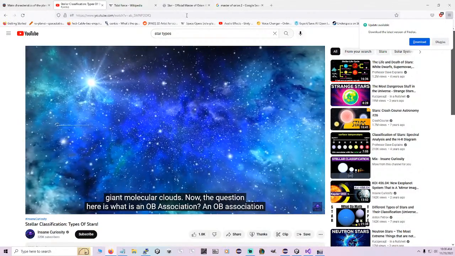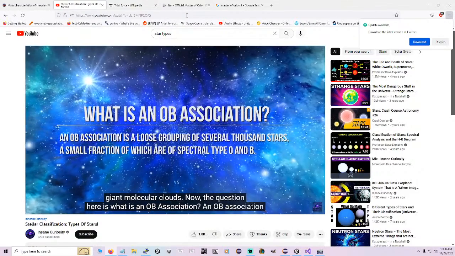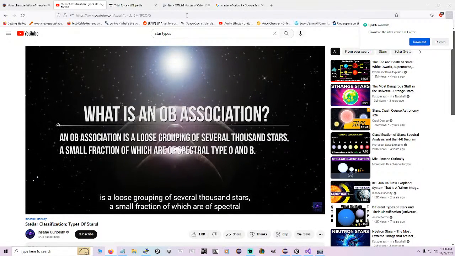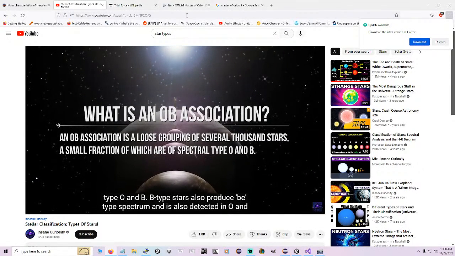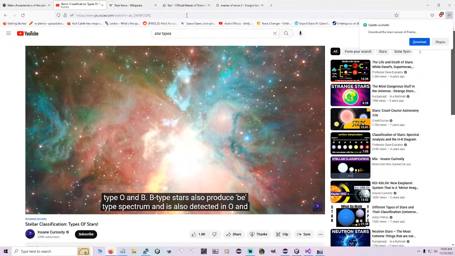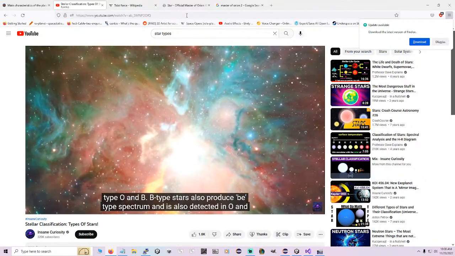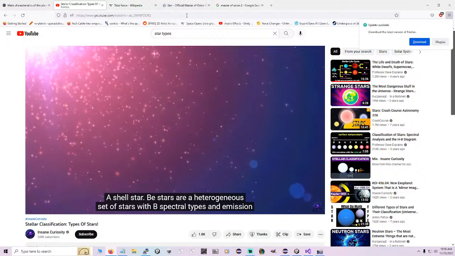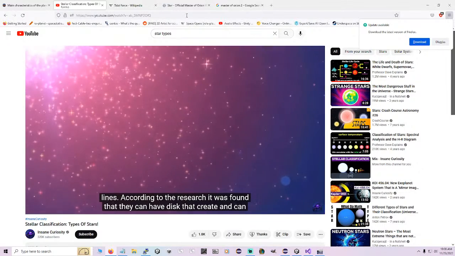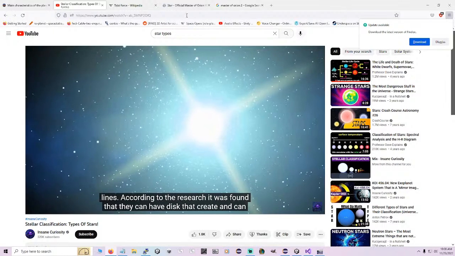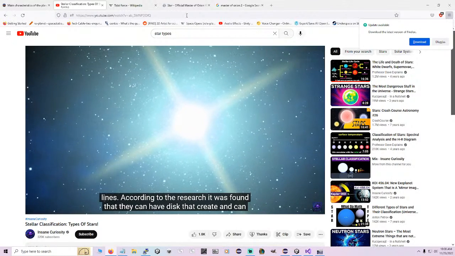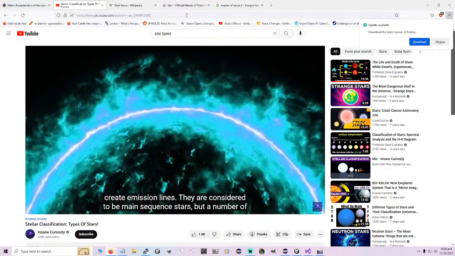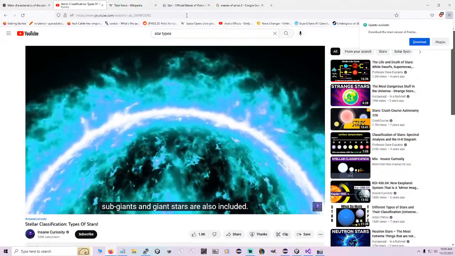Now the question here is, what is an OB association? An OB association is a loose grouping of several thousand stars, a small fraction of which are spectral type O and B. B-type stars also produce B-type spectrum and are also detected in O and A shell stars. B stars are a heterogeneous set of stars with B spectral types and emission lines. According to the research, it was found that they can have a disk that can create emission lines. They are considered to be main sequence stars, but a number of subgiants and giant stars are also included.